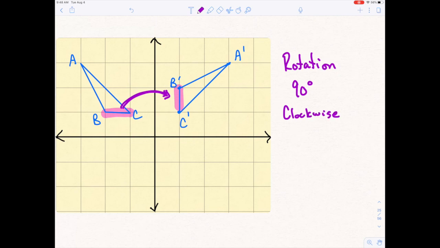So I know I'm rotating. I know I'm going 90 degrees. I know I'm going clockwise. The only real thing that's left is I usually go around the origin. So I'm going to put origin with kind of a question mark. I'm going to mark the origin, and then I'm going to see, does this make any sense?